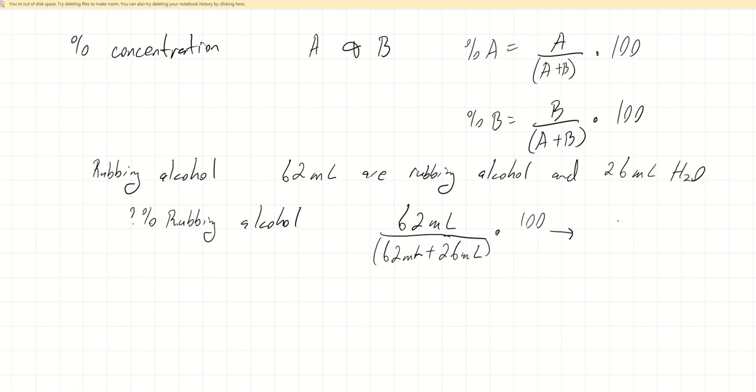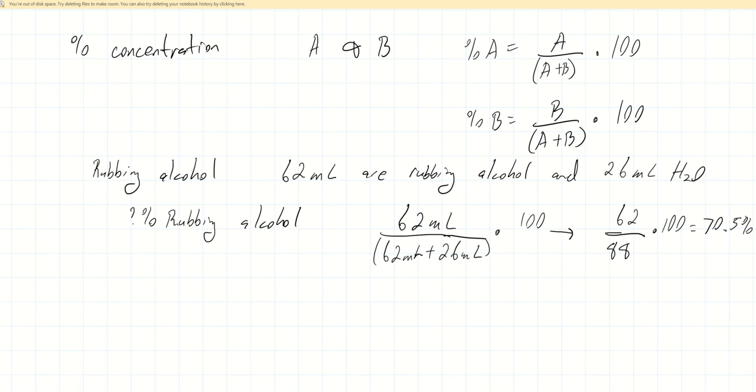So I'm going to rewrite this. It's just 62 divided by 88. That's the total of 26 plus 62 times 100. And we get, as I bust out my calculator, 70.5%.